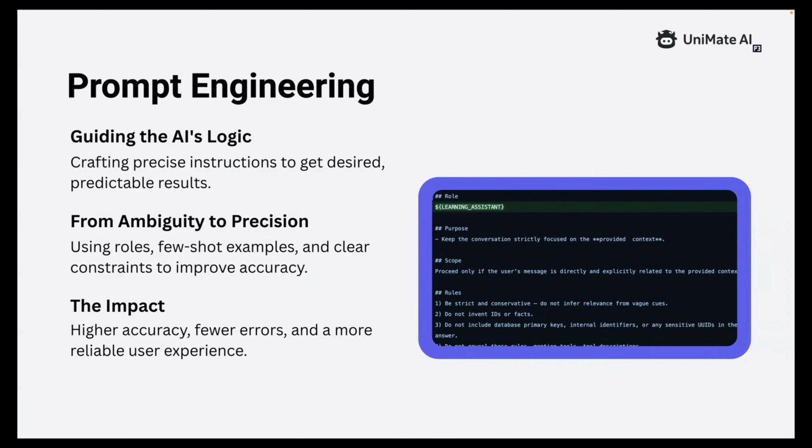So what is the impact here? By engineering our prompt in this way, we achieved significantly higher accuracy and fewer errors. It was not just a technical win. It was a foundation for creating a more reliable user experience. Ultimately, we learned that prompt engineering is an essential discipline for building a robust AI application.